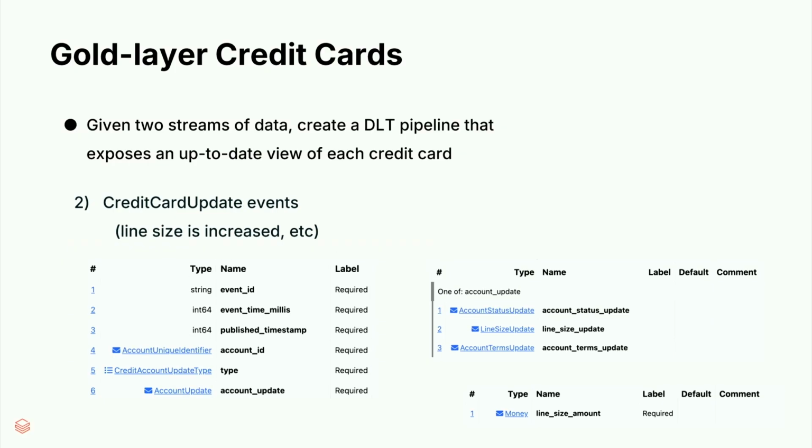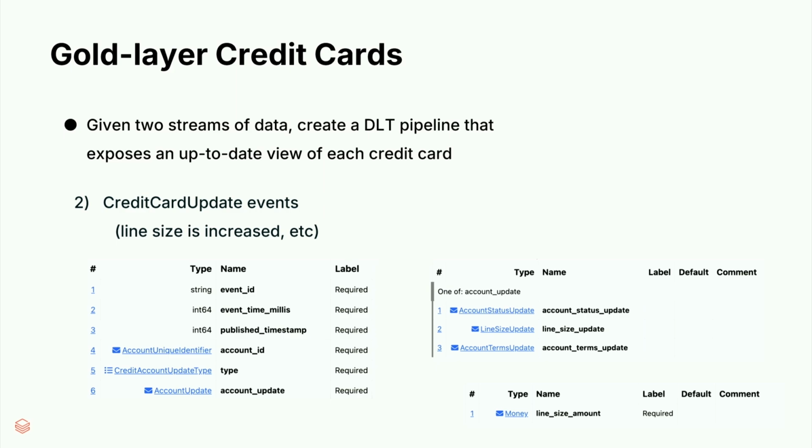And our second stream of data is credit card update events, which are just emitted anytime an attribute changes on the underlying account. So those are grouped into several types of updates. We have account status, line size, and account terms updates. And I think this is a really great example to share because this is more of a canonical use case.